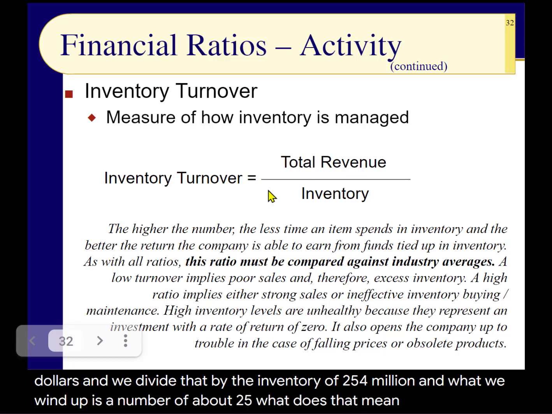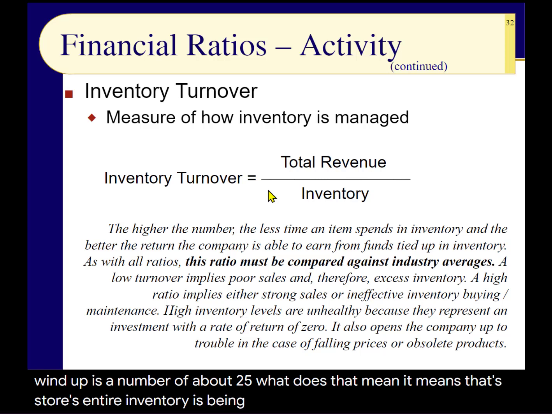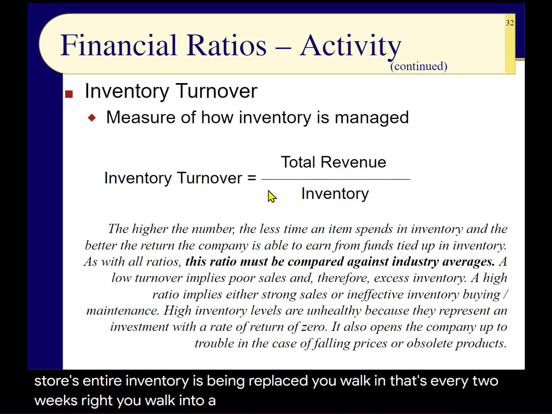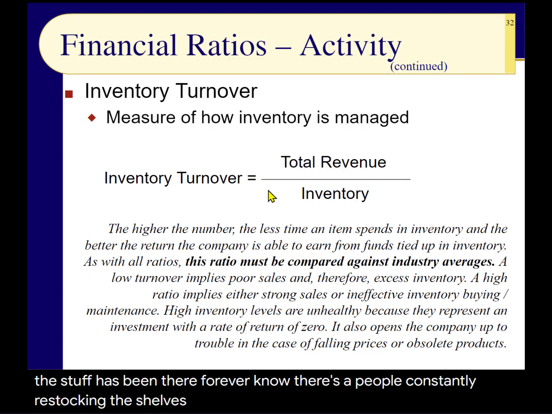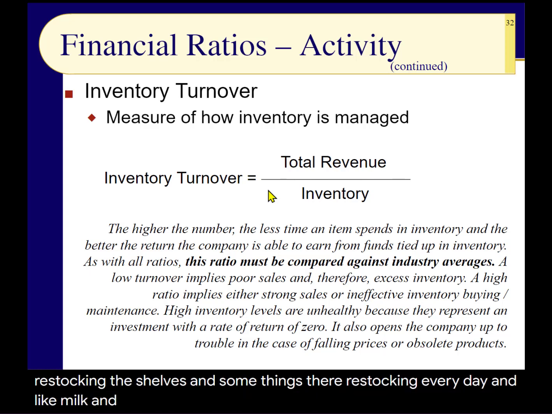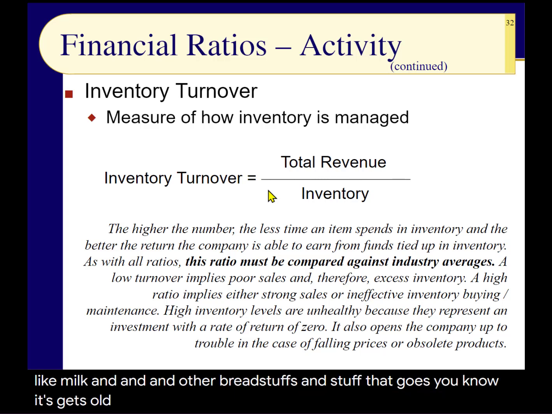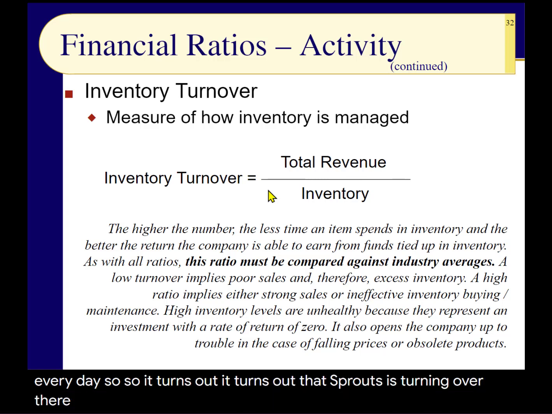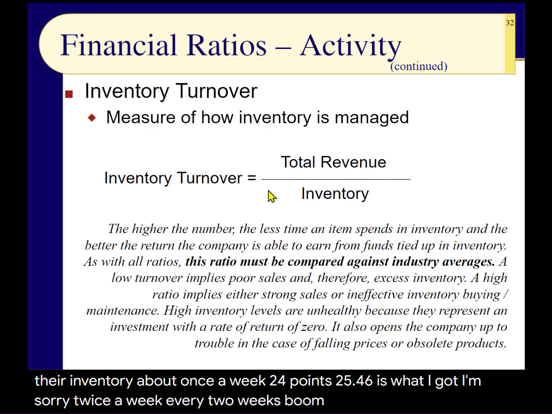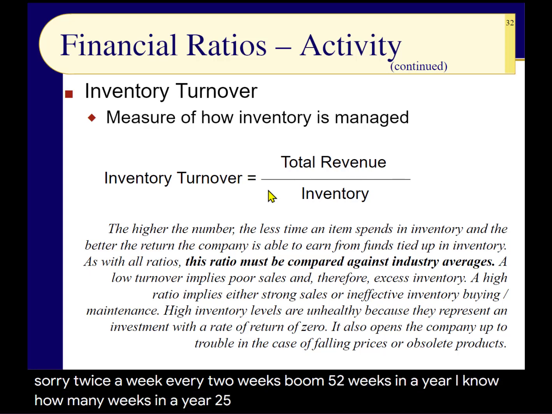Now, what does that mean? It means about 25 times a year that store's entire inventory is being replaced. You walk in, that's every 2 weeks, right? You walk into a Sprouts and you look around and it looks like the stuff has been there forever. No, there's people constantly restacking the shelves. And some things they're restacking every day, like milk and bread and stuff that gets sold a lot. And other things, no, they don't restock every day. So it turns out that Sprouts is turning over their inventory about once a week. 25.446 is what I got. No, I'm sorry, twice a week. Every 2 weeks. 52 weeks in a year. I know how many weeks in a year. 25 times, that's about every 2 weeks.